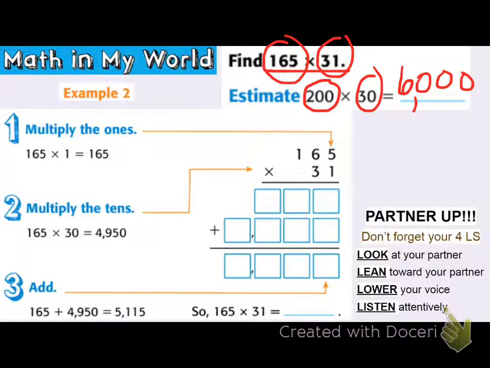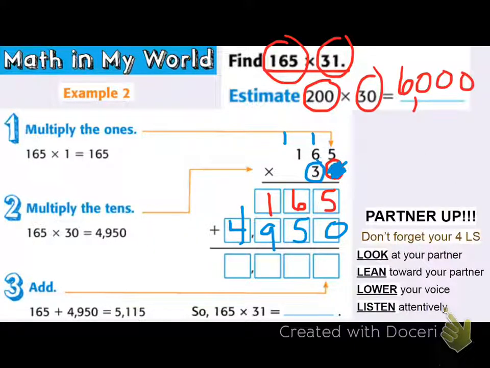I'm going to start with the ones place. Okay, and I know 1 times 5 is 5, 1 times 6, and then 1 times 1. 165. Now I'm ready to move on to the tens place, which is 30 or 3. So I'm going to put a 0 because I'm done with the single digit ones place. And I'm going to multiply the 3 or the 30 by all of those numbers. 3 times 5 is 15. 3 times 6 is 18 plus 1 is 19. 3 times 1 is 3 plus 1 is 4.